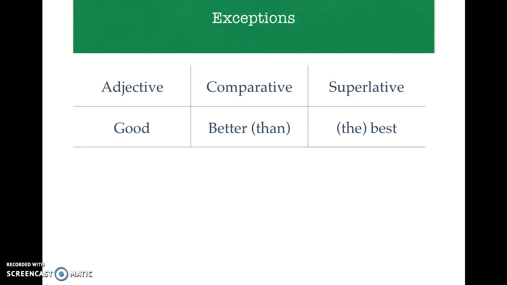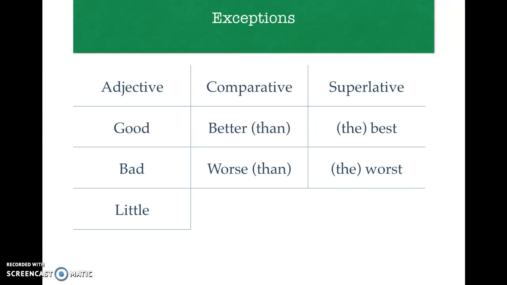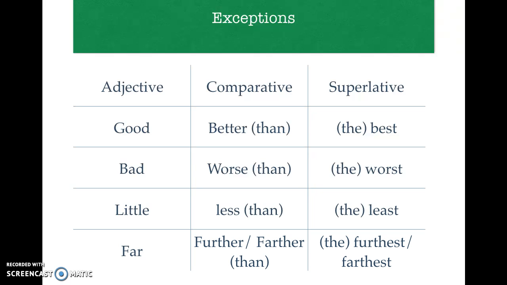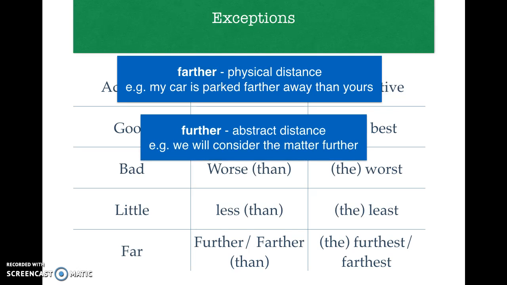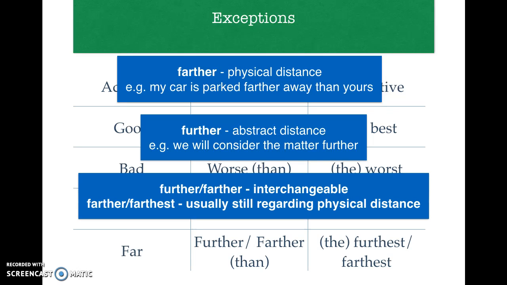Okay, and there are a few exceptions to this. So comparative and superlative rules. We have good, better, best, bad, worse, worst, little, less, least, far, farther, and farthest. The difference between those is farther is a physical place, okay, so this is to do with distance, and further is more abstract. Okay, we will consider the matter further, whereas my car is parked farther away than yours. Okay, so just these are the exceptions. Keep them in mind. Generally, though, they're pretty interchangeable.